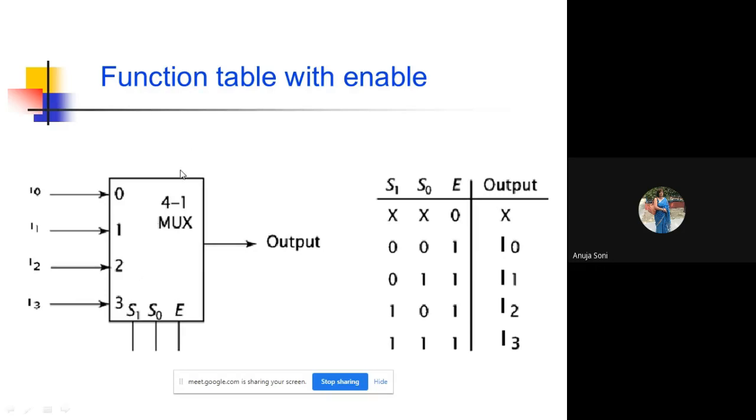If the size of the multiplexer had been 8 into 1, then 8 would be converted in terms of 2 raised to power 3. So in that case, 3 select pins would have been needed in order to construct your multiplexer.